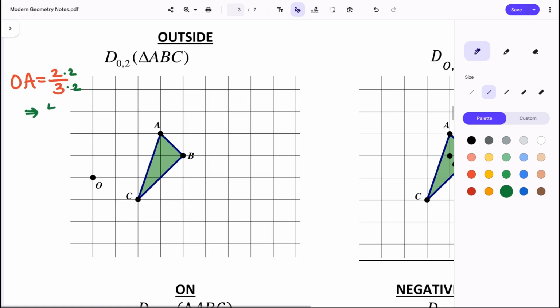4 over 6. Okay, so I'm going to come back here. We always start counting from what point? In this case, O, because it's our center. So you're going to go from O up 4, 1, 2, 3, 4, and then right 6. Draw a dot there, and what are we going to call this point? A prime.